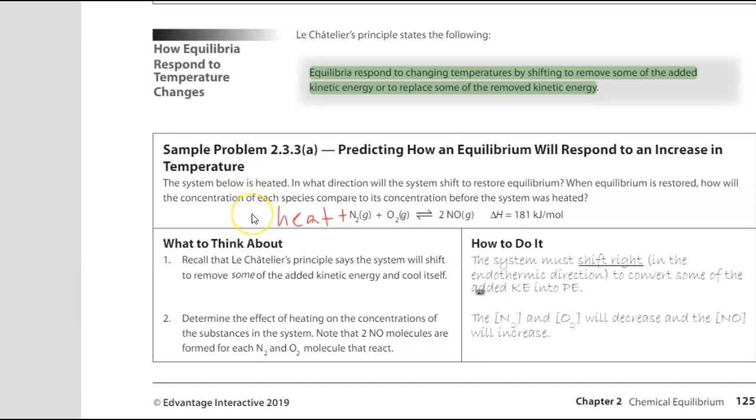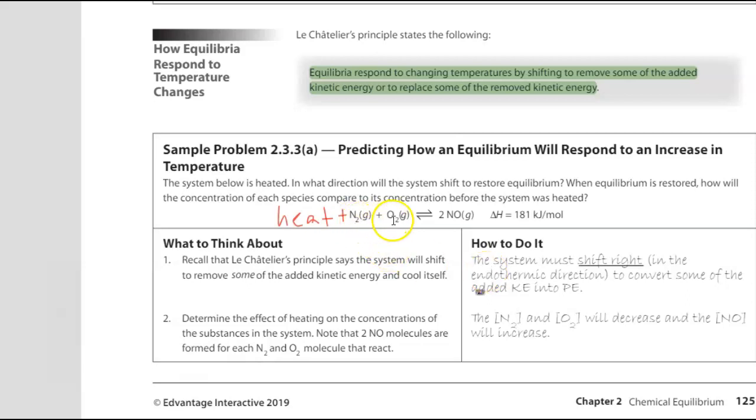Well, if heat can be thought of as a reactant, which it can in an endothermic reaction, then if this system were to shift to the right, it would consume some of that heat, some of that reactant. And in fact, that's what happens. The system will shift to the right to consume or to get rid of some of the additional kinetic energy that was added.